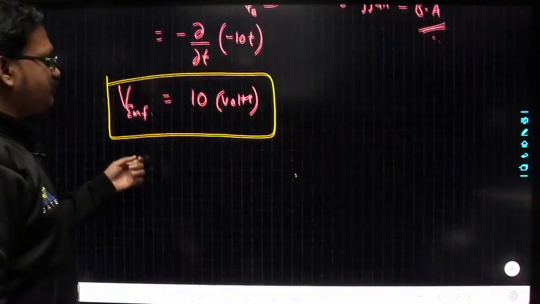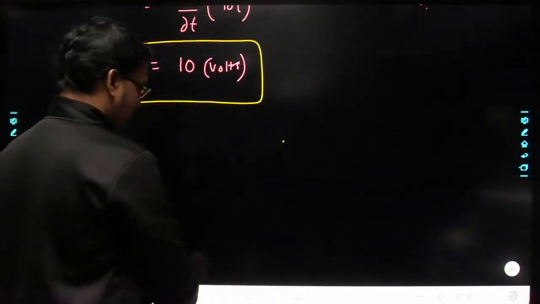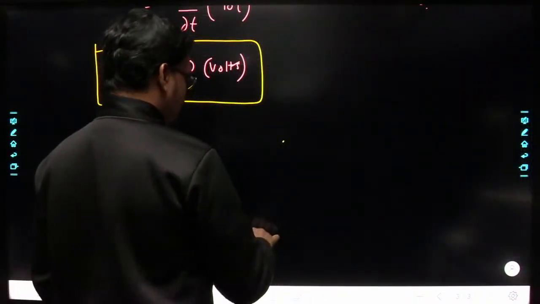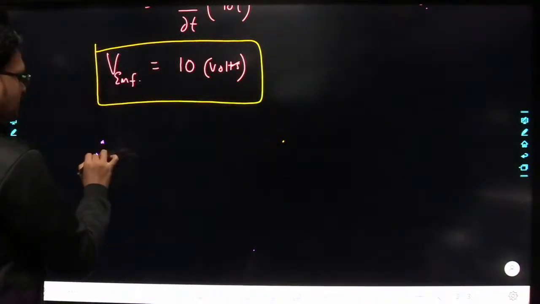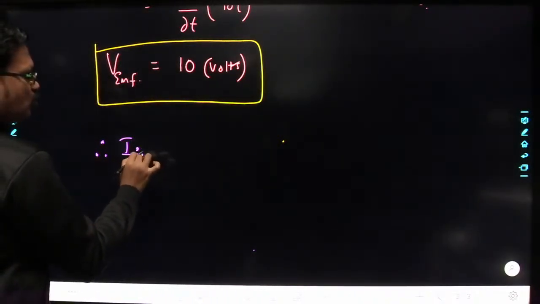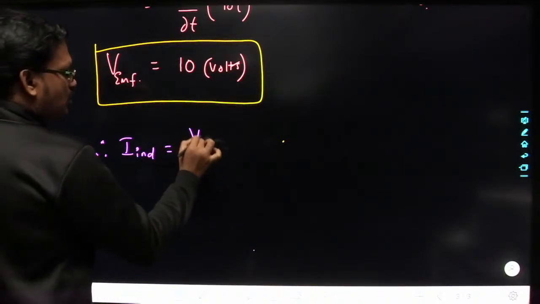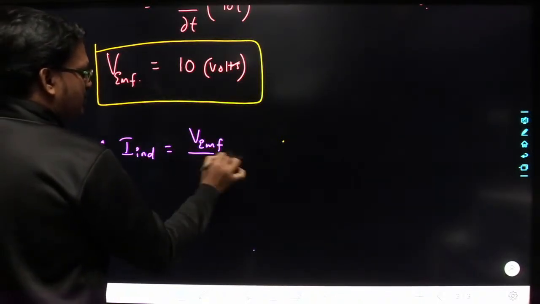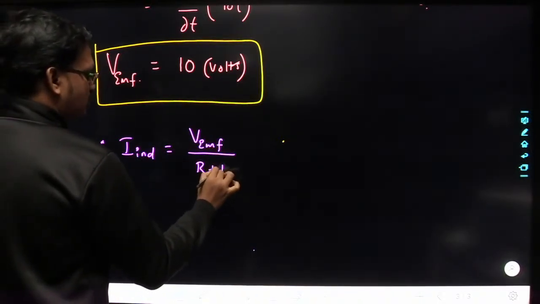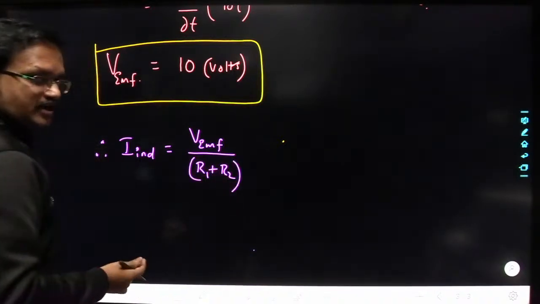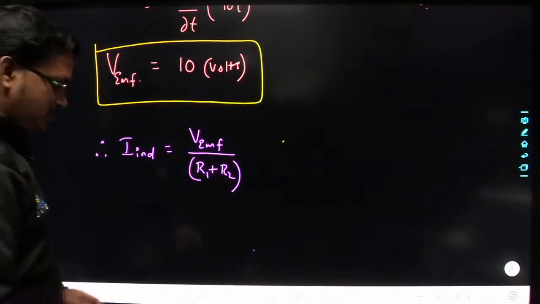So V_EMF is equal to 10 volts. Therefore, the induced current in the loop is equal to V_EMF divided by R1 plus R2. Ohm's law is valid here. Ohm's law is valid, right?